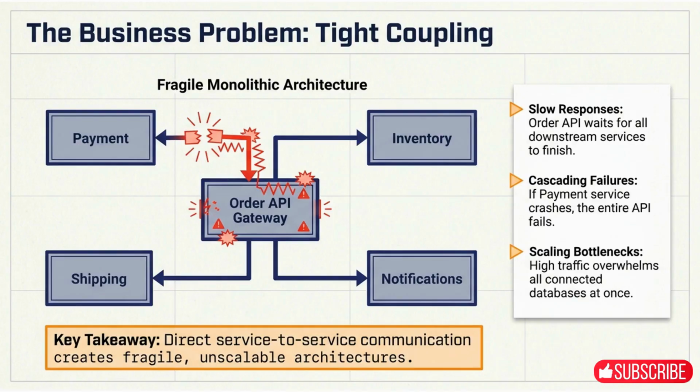That creates three risks. First, the response becomes slow because total latency includes every service call. Second, a failure in one dependency can cascade back and fail the entire order. Third, traffic spikes hit all connected services at the same time, even when some of them cannot scale quickly. The architecture may work at low volume, but it becomes fragile under load. We need a way to accept work quickly and let each service process it independently.